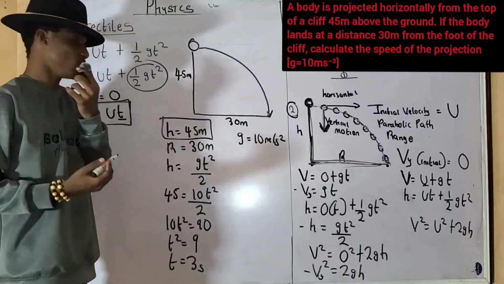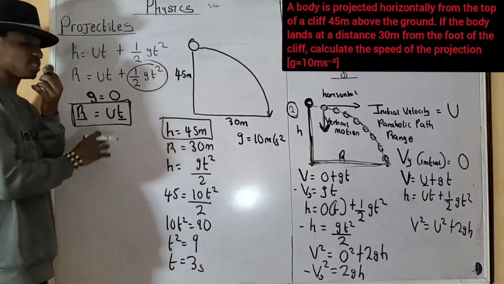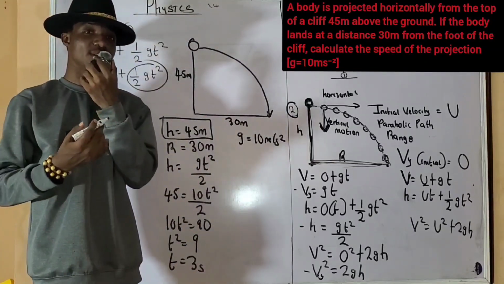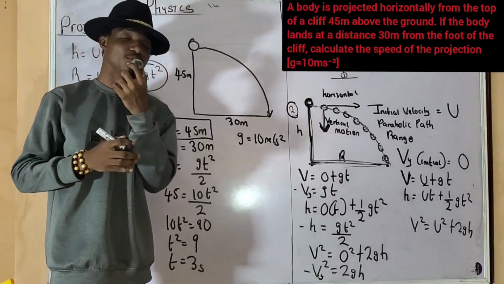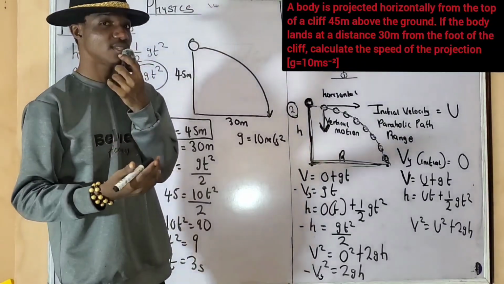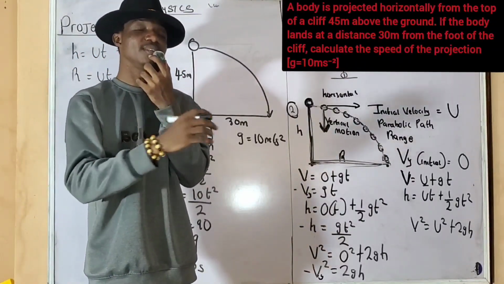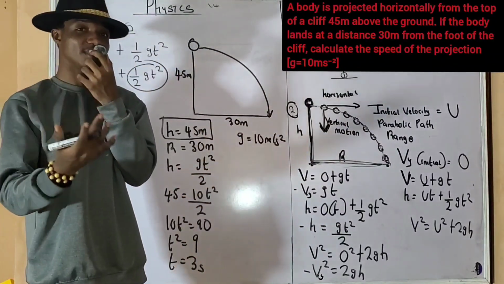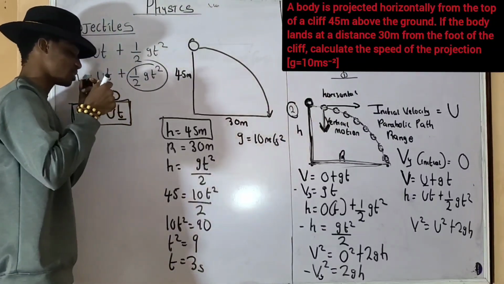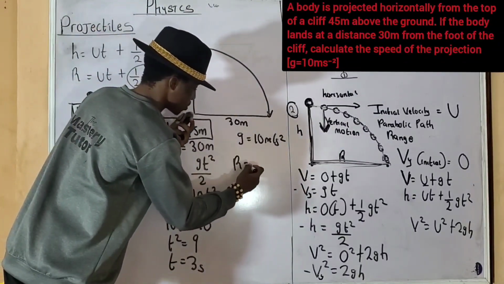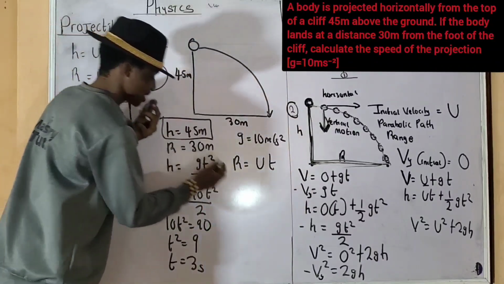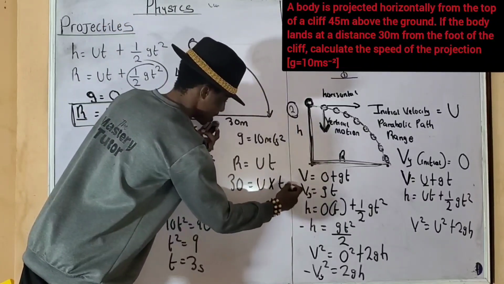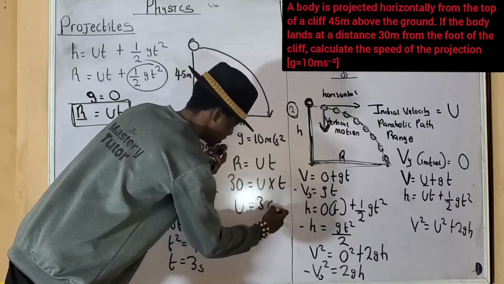So having gotten the time, you can now proceed to make use of this formula, R equals to ut, to get the velocity. Do not forget the speed is also velocity, because in projectiles, the speed that we're talking about has direction, and velocity is speed plus direction. Speed itself is a scalar quantity, but in projectiles, the speed here is the velocity. Are you getting it? So if you want to calculate the velocity now, R is equal to ut. R is 30 meters. I'm going to have 30 equals to u, which is unknown, that is what we want to find, multiplied by the time.